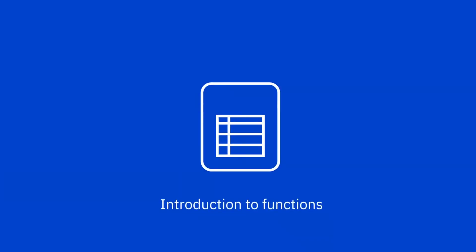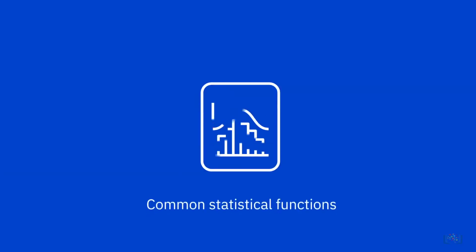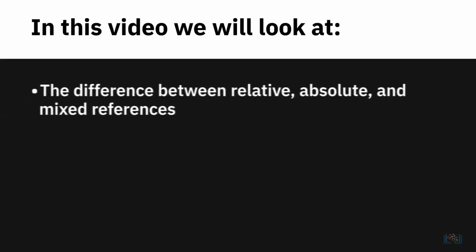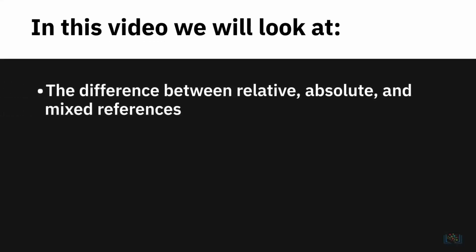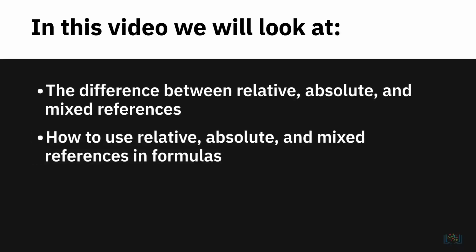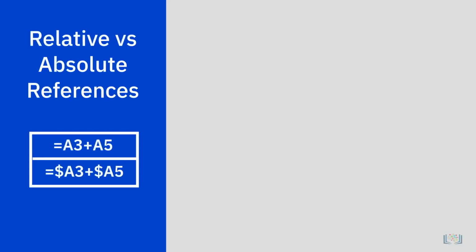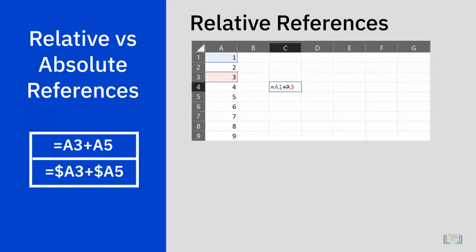Now that you've had an introduction to functions, seen the use of some common statistical functions, and learned about some of the more advanced functions that a data analyst might use, in this video we'll look at the difference between relative, absolute, and mixed references in formulas, as well as how to use them, and we'll learn about formula errors in Excel. It's important to understand the difference between relative and absolute references when creating your formulas.